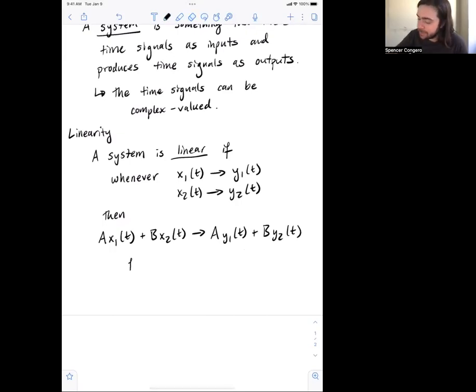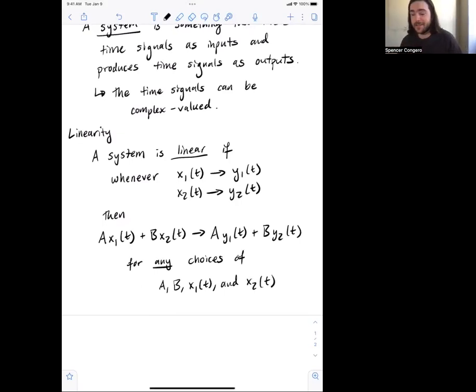And this has to be true for any choices of constants a, b, and signals x1 and x2. So it doesn't just have to work for some values of a and b and some signals x1 and x2. It has to be true for any of them. And by the way, a and b can be complex numbers too. So for the rest of the class, unless otherwise stated, pretty much everything we're looking at is going to be complex valued in general. So signals can be complex valued. These constants can be complex numbers. So complex numbers are going to be all over this class.